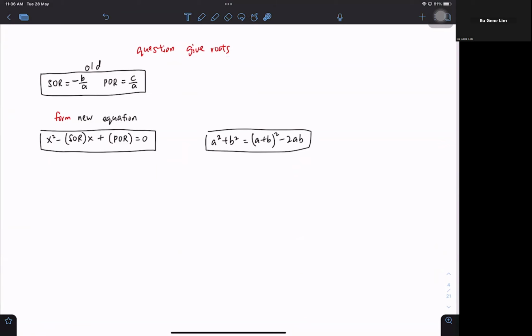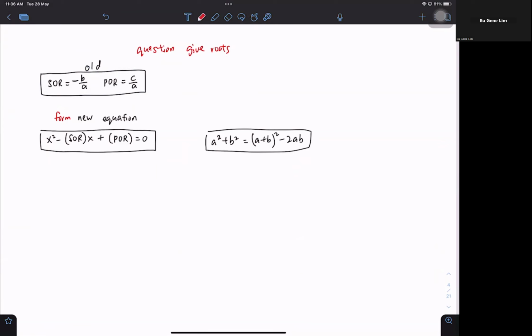Understand? When it is a sum and product question, you always do the sum and product first: negative b over a, and c over a. Okay, good. You took the picture already.